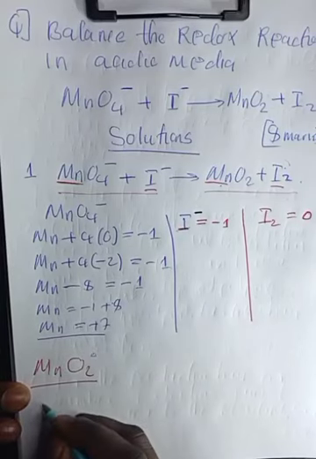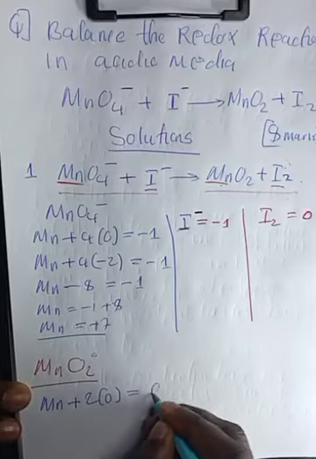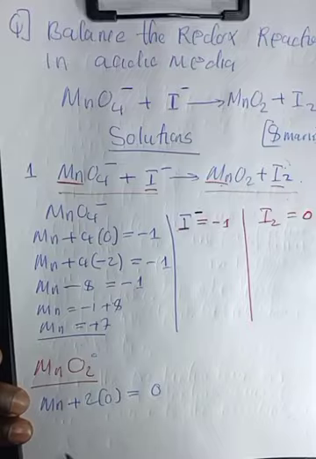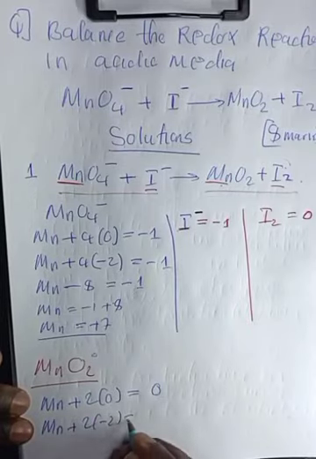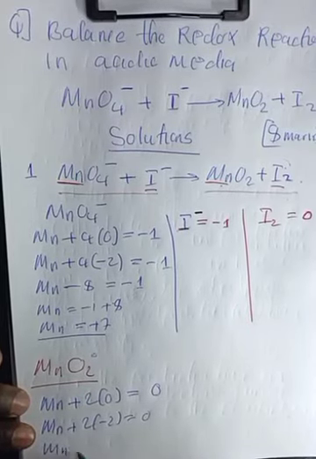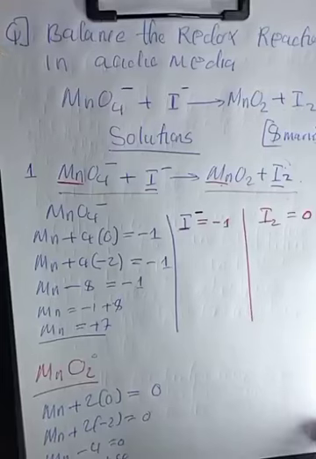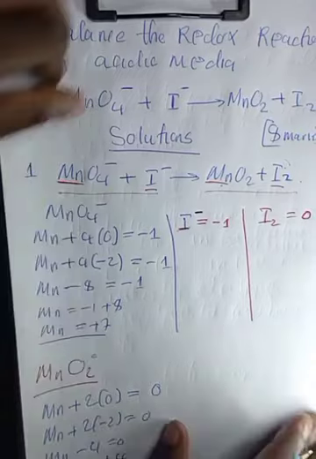So what we do is we say manganese plus 2 oxygen, overall charge should be 0. So if we were to calculate, manganese plus 2 times -2 is equal to 0. So manganese minus 4 equals 0, meaning manganese in this case is +4. Okay, so we have calculated everything, meaning step 1 we are done. The one we say assign oxidation numbers of all the elements except oxygen and hydrogen.